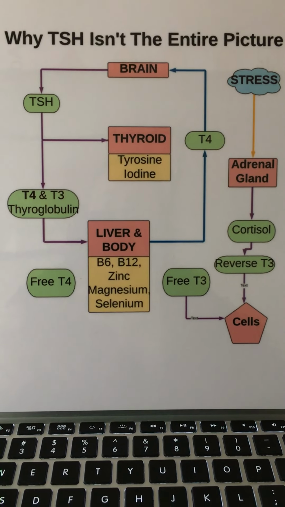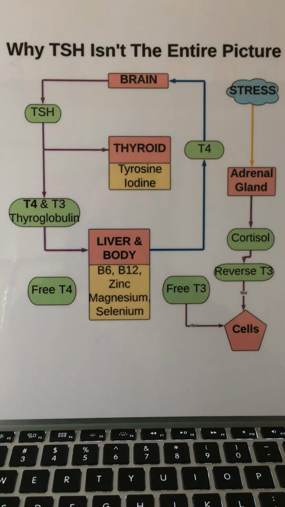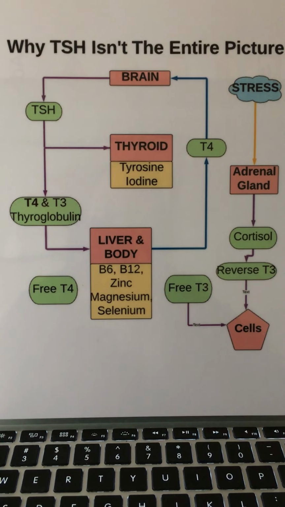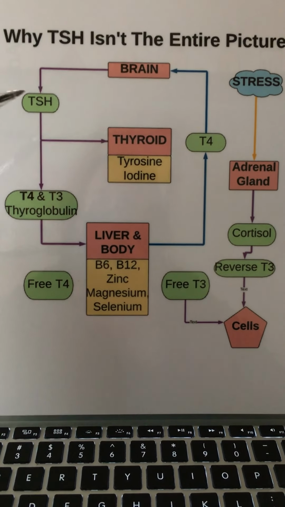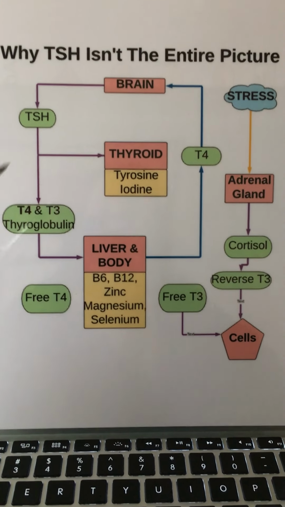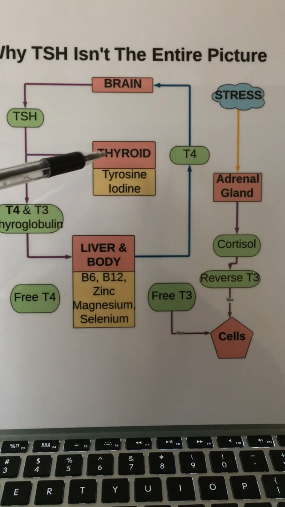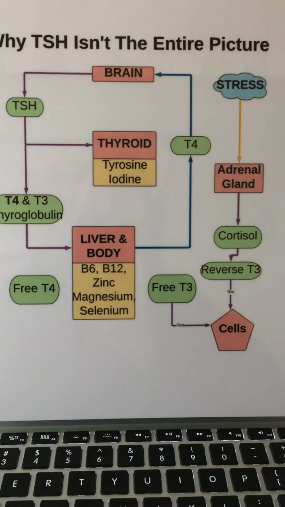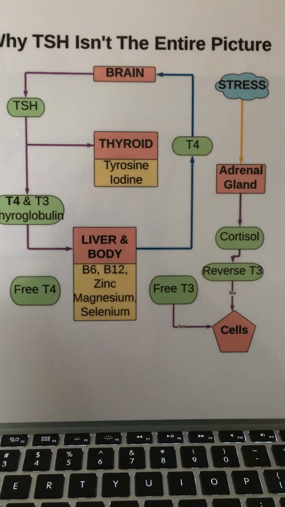Just wanted to give you a little information on thyroid, especially underactive thyroid. A lot of times your doctors will run a TSH lab. And as you can see by this whole chart that I've created, TSH is just one of the hormones involved in thyroid. TSH is the hormone that comes from the brain down to the thyroid to stimulate the thyroid to make thyroid hormone. And you need iodine and tyrosine to make thyroid hormone.